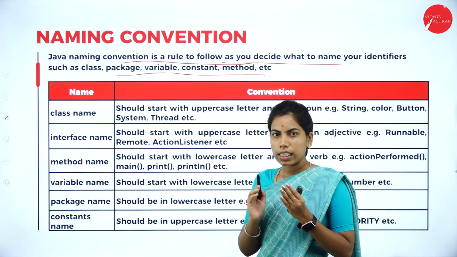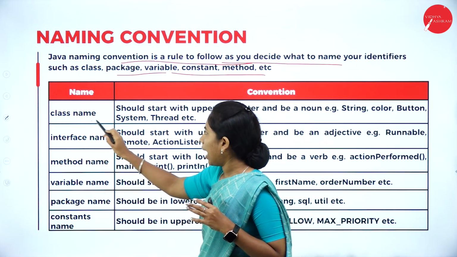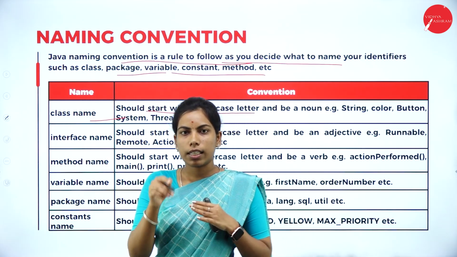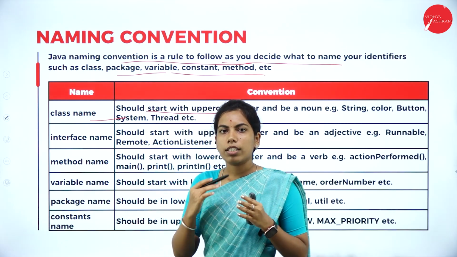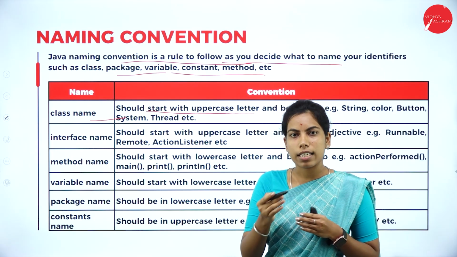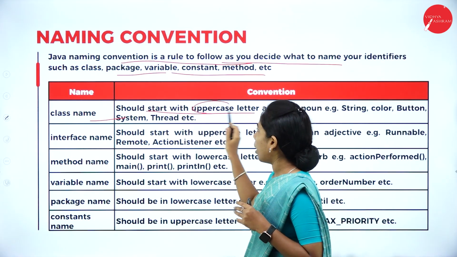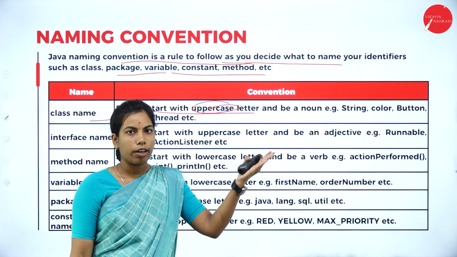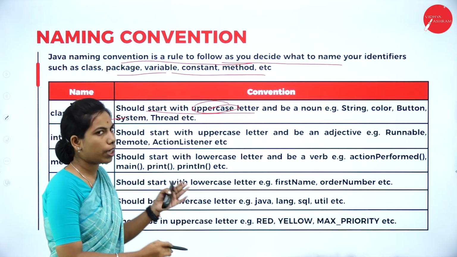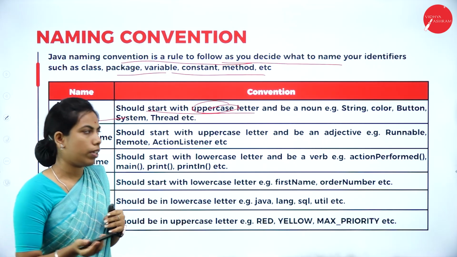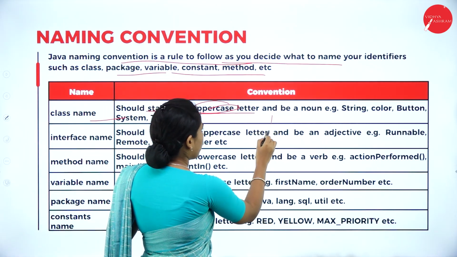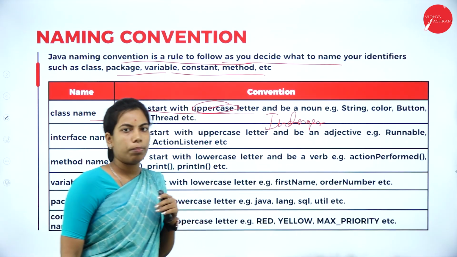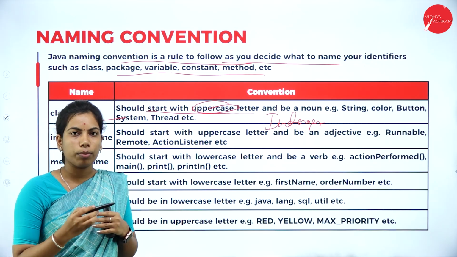In this table you can clearly understand how to give names. A class name should start with an uppercase letter, because we have to know whether it is a class name or a package name. To make the difference between class and package, we give one uppercase letter. Here you can see simple examples like String, Color, Button and System. You can give any name for your convention. And if a program contains only integer, you can give Integer. The first letter should be uppercase. That is how you make a difference.